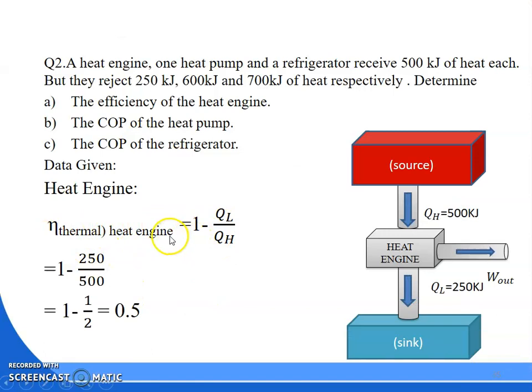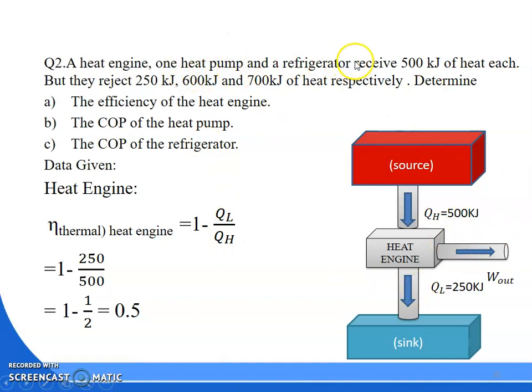So what is the thermal efficiency? 1 minus QL by QH. So what is QL given? QL is the given heat rejection, that is your 250. And what is the heat supply? Heat supply is your 500. So 250 by 500, that is 1 by 2. So 1 minus 1 by 2 is how much? 0.5. So that is for which? Heat engine.